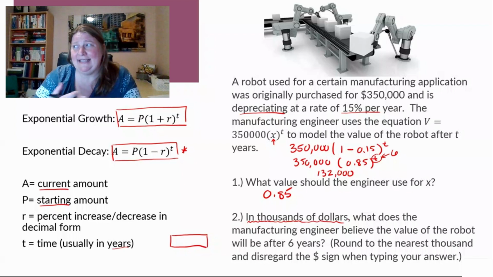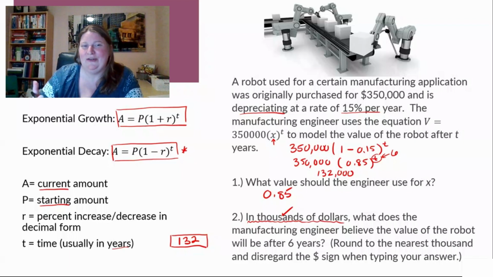So what that means is you would only write the 132. And what that represents is 132 thousands, right? So thousands is like your units. It's not 132 single dollars. It's 132 thousands of dollars.